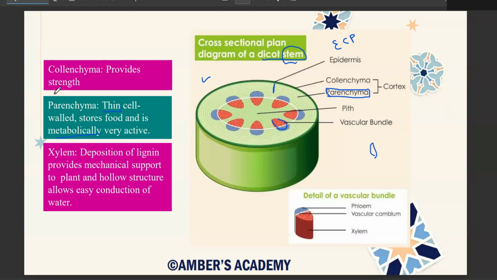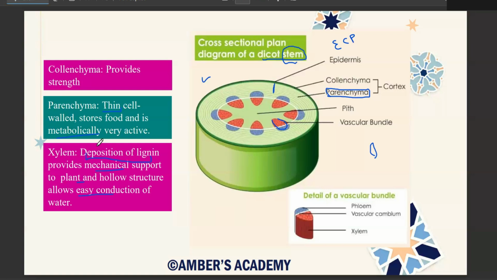Okay, so then we have xylem. Xylem, obviously, we have already studied in our O levels, so it's not difficult to identify. It has deposition of lignin. It's a dead structure, and it provides mechanical support to the plant. It's also a hollow structure, so since it's hollow from inside, it allows easy conduction of water and there's just no hindrance while the water is being conducted through xylem.